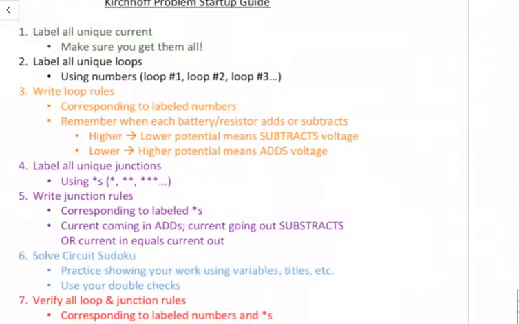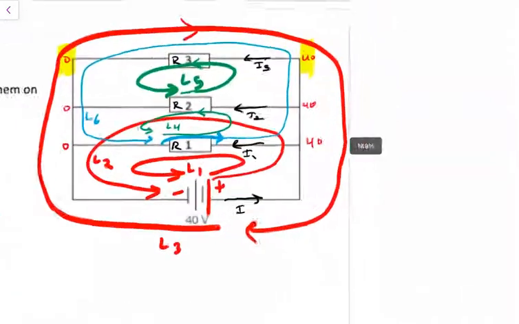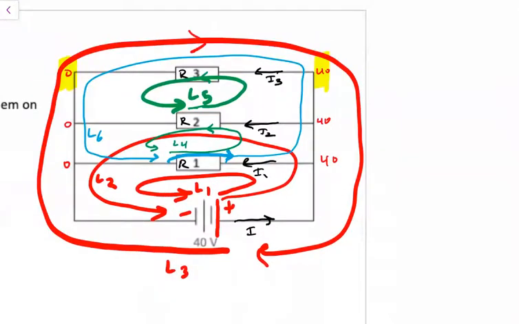Now we need to label all the unique junctions. So it says use stars. I think I use J. I say J1 and J2. Unique junctions are any junction that exists in a unique way. So this one is J1 and this one is J2. And they are unique, but the same as the junctions on the other side because it's just kind of repeating it.